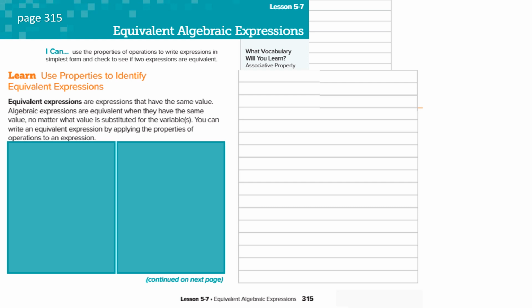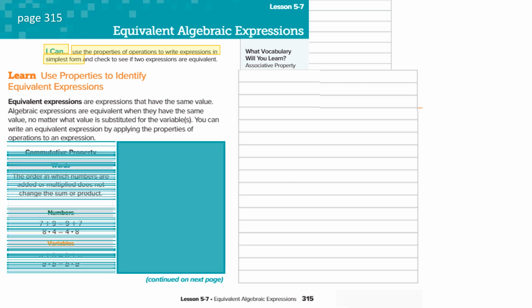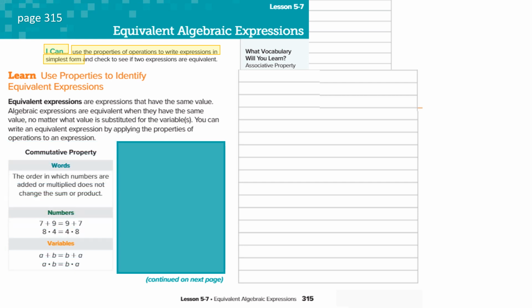As we get into this lesson, we want to be able to say that we can use different properties of operation in order to make an expression into its simplest form. So we're going to combine like terms. One of these properties of operation we just did in our previous lesson, the distributive property. Another one is the commutative property.